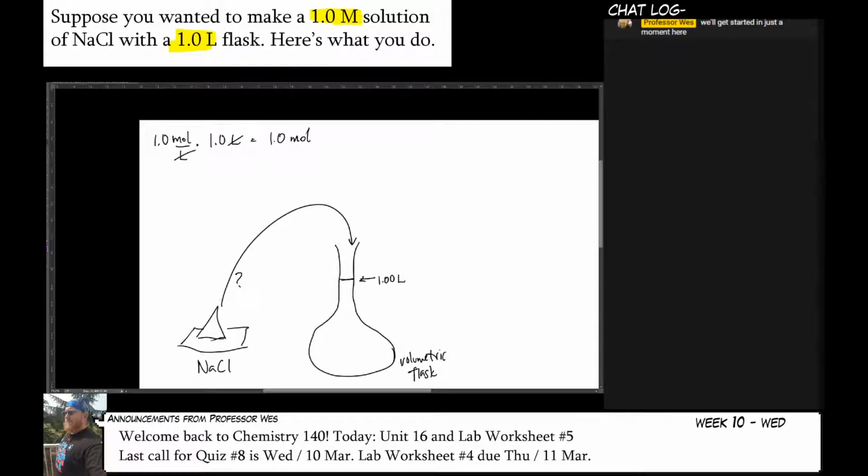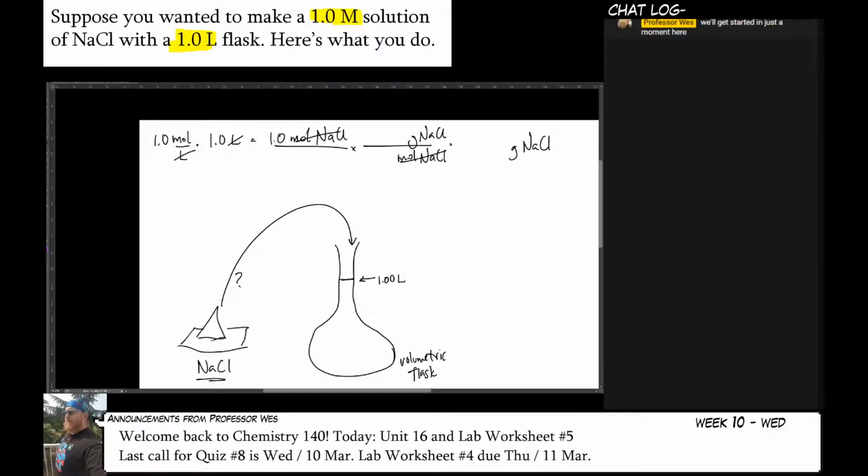Now, what is that solid? It's NaCl, so let's indicate that. And then what we'll do is turn it from moles to grams. Now I need to know the molar mass of sodium chloride, which I have to go to Lenntech to find, so let's do that real quick. Lenntech. And I think it's 58.44, but I just want to check.